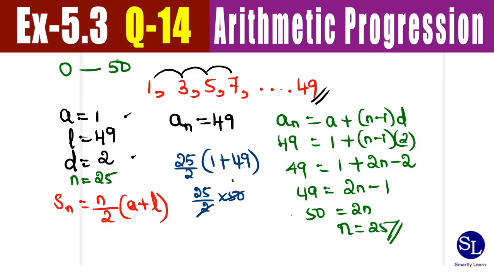So this again reduces to 25. 25 into 25 is 625. So the sum of odd numbers from 1 to 49 is equal to 625. That should be the word statement that you close with in this numerator.